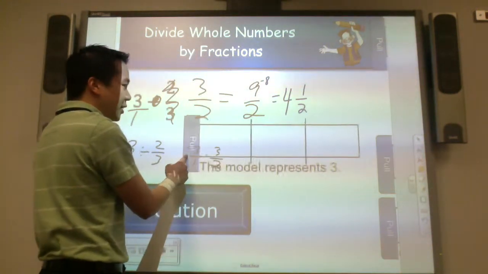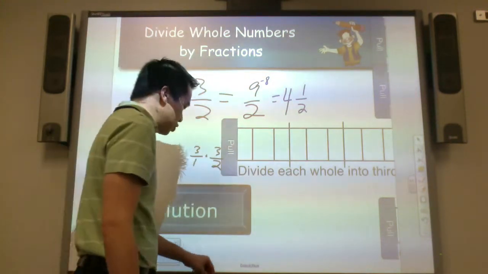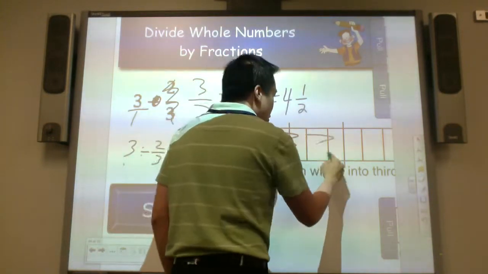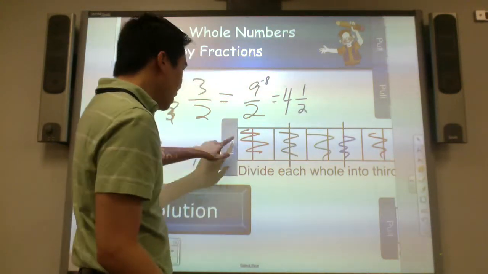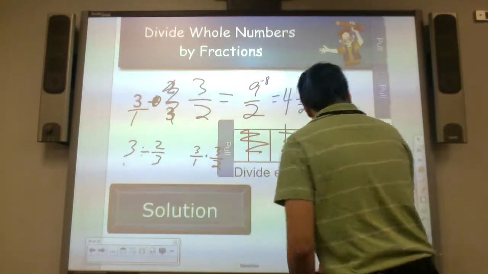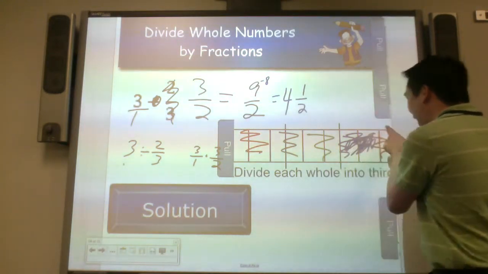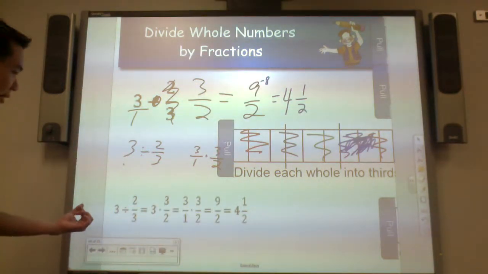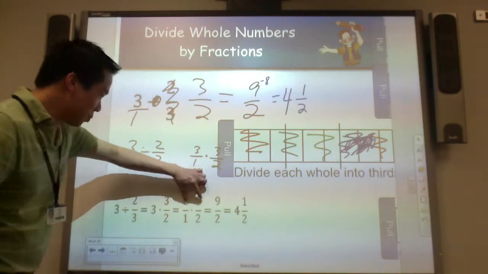Here's a modeling for those who like modeling. There are 3 bars, or 3 wholes. You cut them into thirds. So how many groups of 2/3 go here? This is 1/3, this is 2/3, 2/3, 2/3, 2/3, and then 2/3, 2/3, whoops. This should be 2/3, and then this. So we have 4 of them, 4 groups of 2/3, and a half of one. That's why you got 4 and a half. Solution, 4 and 1 half. So again, in this one, a division expression is the same as a multiplication expression.